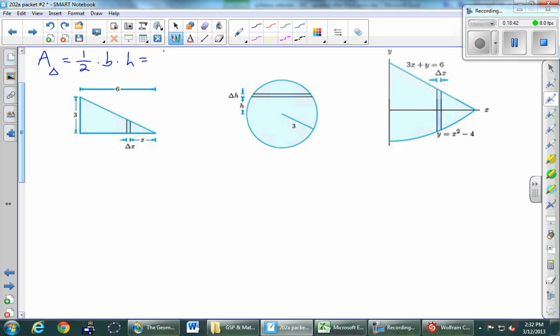So we go half of 6 times, what's the height? 3. So the area there is 9. That problem is done far more efficiently than we're about to do it. But we do an example the inefficient way, on one that we could just do easily, just to convince ourselves that this thing we're about to do actually does work. It gives you the right answer.